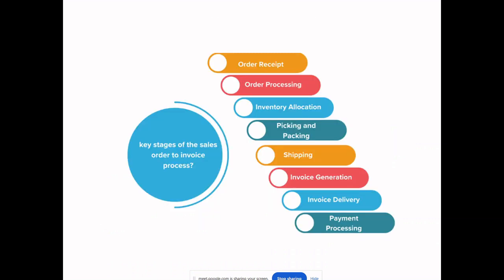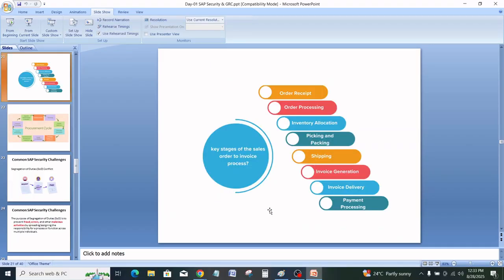Now here there are different processes. Do you know what a sales process is? This is a sales process. Actually, we are seeing the sales process. Yeah, the order. Actually, this is given like this.